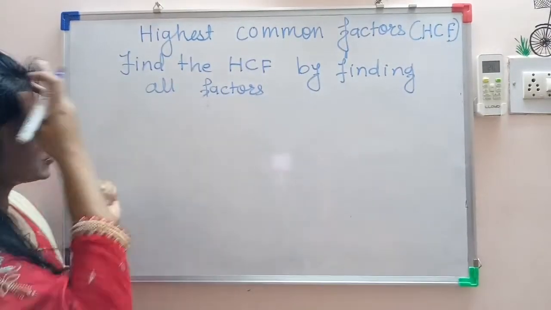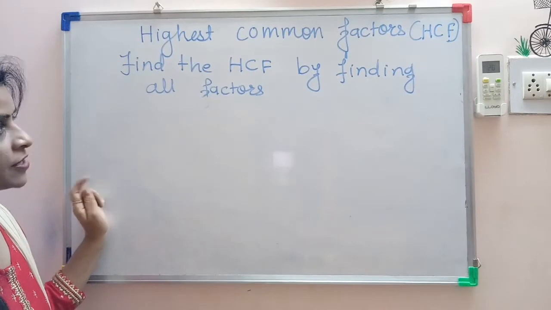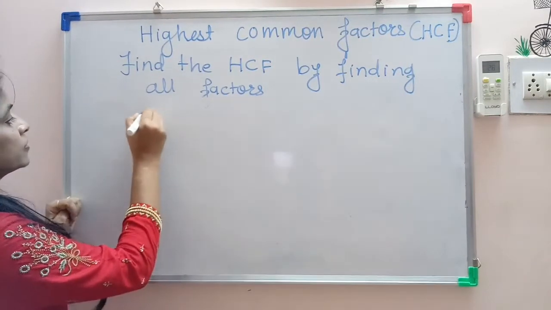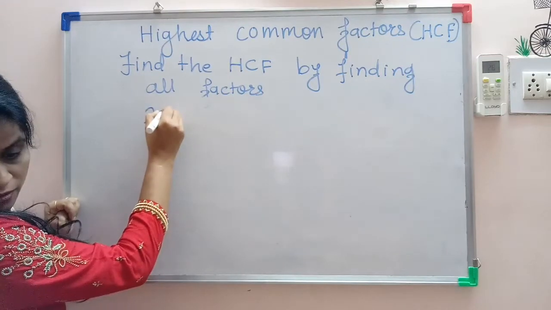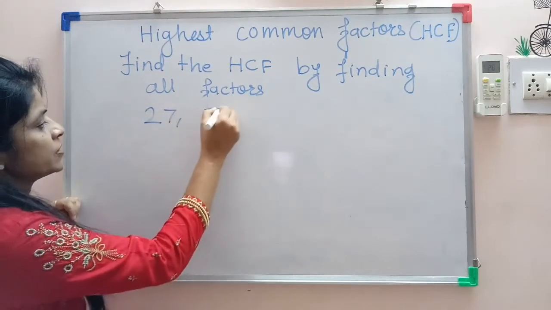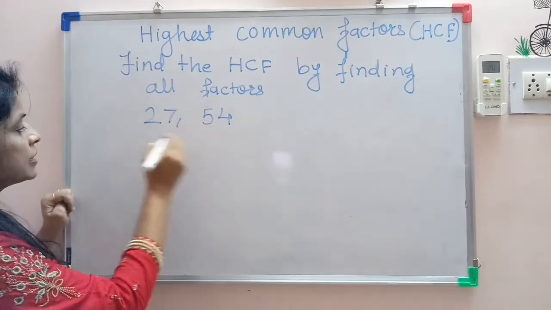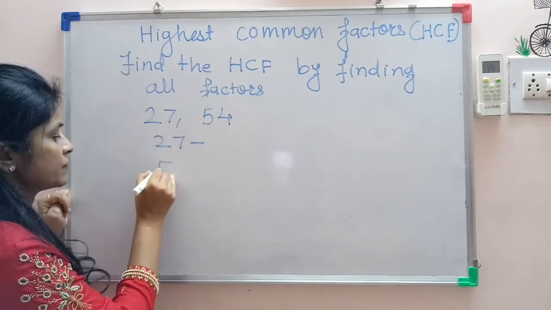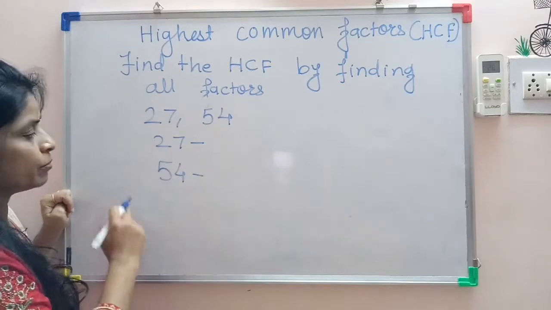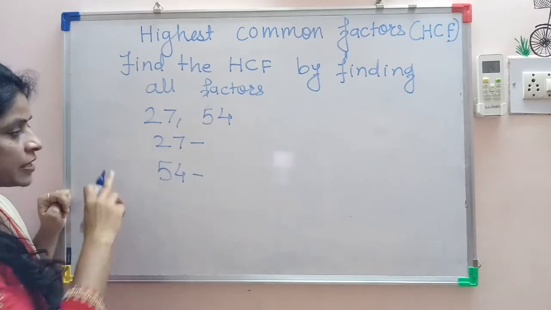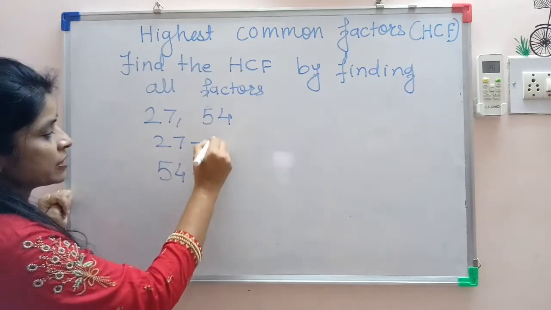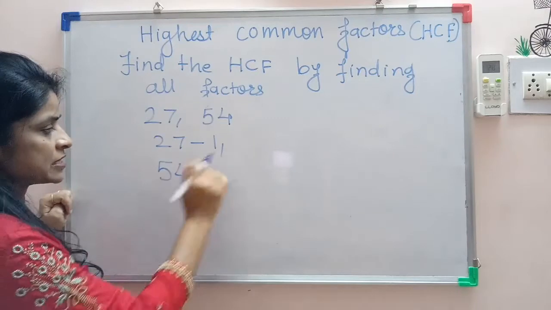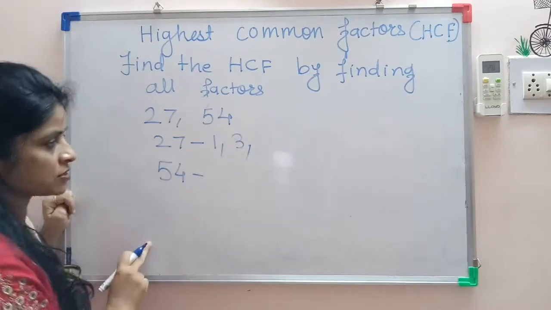Now let's see the solution for the next example. We have to find the HCF by finding all the factors of 27 and 54. Now list the factors of 27 and 54. Now by using the divisibility rules, we can take out the factors. Now 1 is the factor of every number, 2 is not the factor of 27, 3 is the factor.